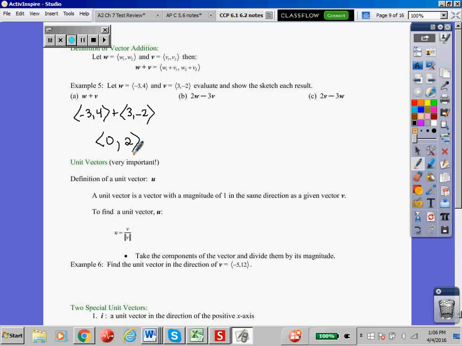Okay, super easy. In letter B, you're going to have to do one step before we can subtract. I'm going to multiply W by a 2. That's negative 6, 8, minus, and then I'm going to take the V times a 3, so it's 9, negative 6. Just be careful when you do subtraction, because this is negative 6 minus 9, that's negative 15. 8 minus negative 6 becomes 8 plus 6. You get that? That is negative 15, 14. All right, now you guys try letter C.